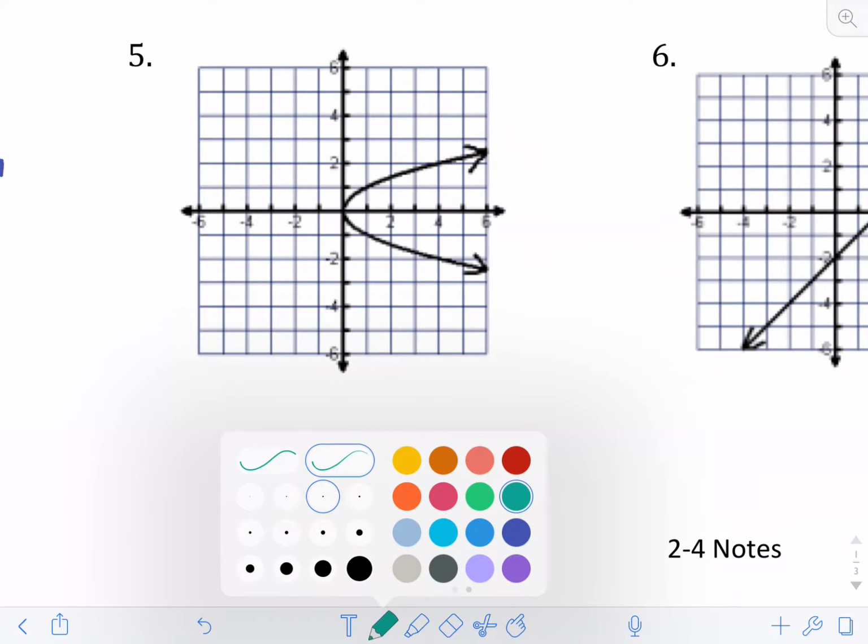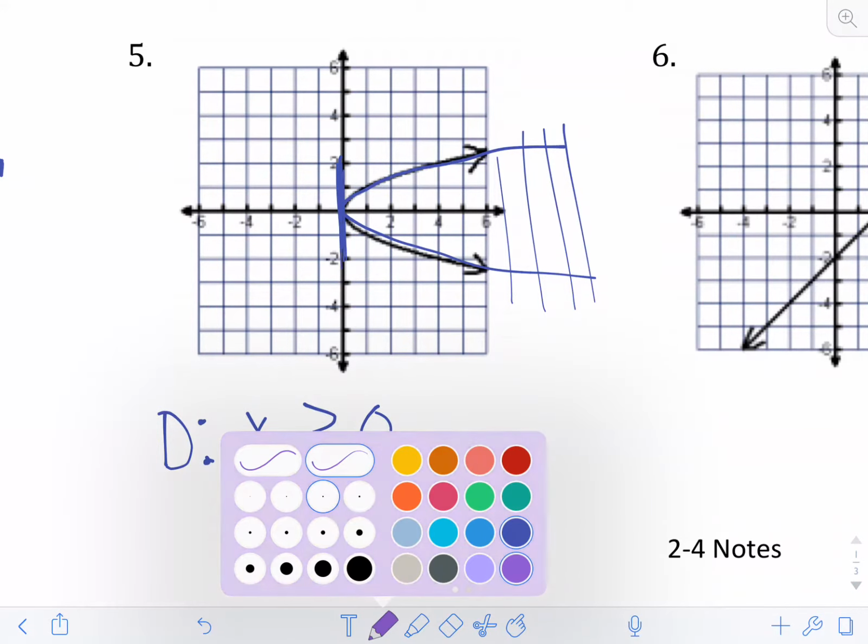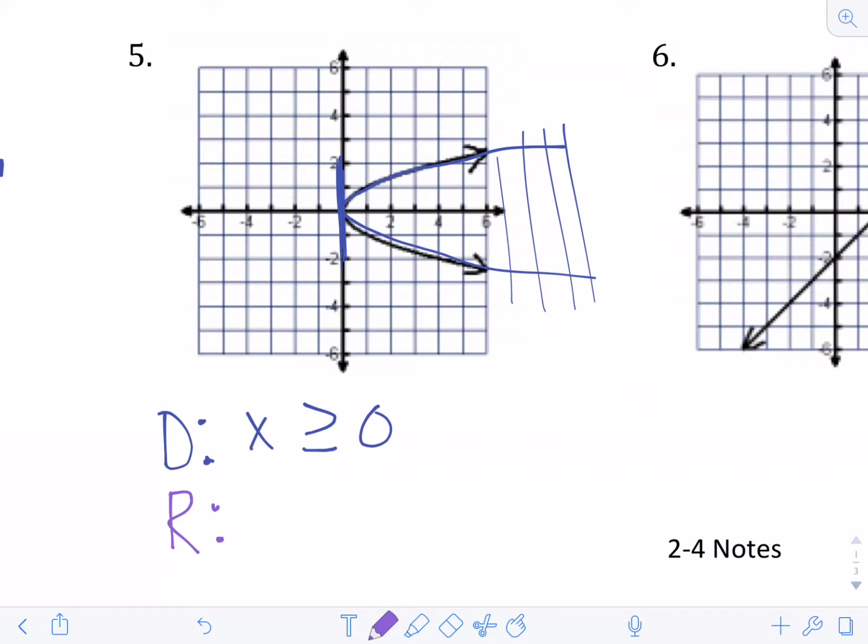Okay, this one's a little bit different. Domain. When I look here on the x-axis, I start right here at 0, keeps going 1, 2, 3, 4, 5, 6, and then we keep going 7, 8, 9, 10. So my domain is all my x values that are greater than or equal to 0. My range is a little bit different. My range is going to be all my numbers, because I keep going all the way down to negative infinity, keep going all the way up to positive infinity. So my range here would be all real numbers.